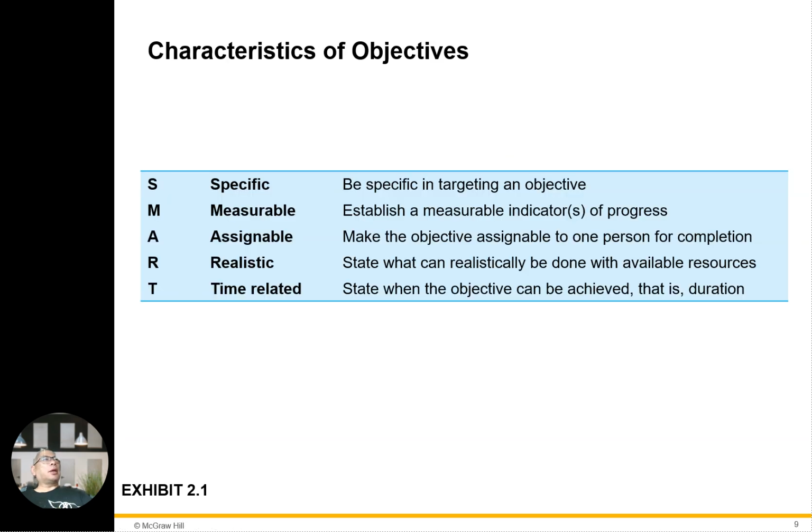What are the characteristics of an objective? We call it SMART. What is SMART? We're going to discuss this piece by piece. S stands for specific: be specific in targeting an objective. M is measurable: establish a measurable indicator of progress. A is assignable: make the process assignable to one person for completion. R is realistic: state what can realistically be done with available resources. T is time related: state when the objective can be achieved. That is duration.